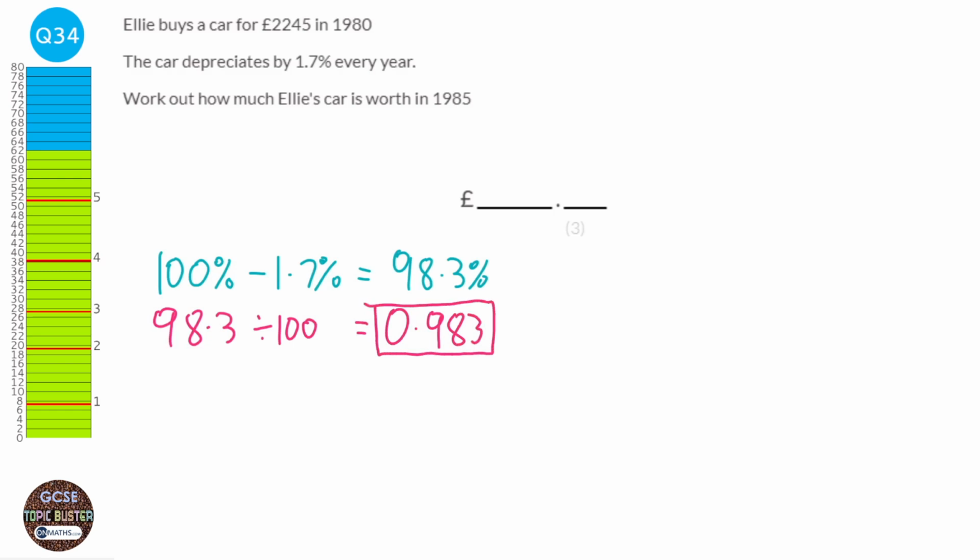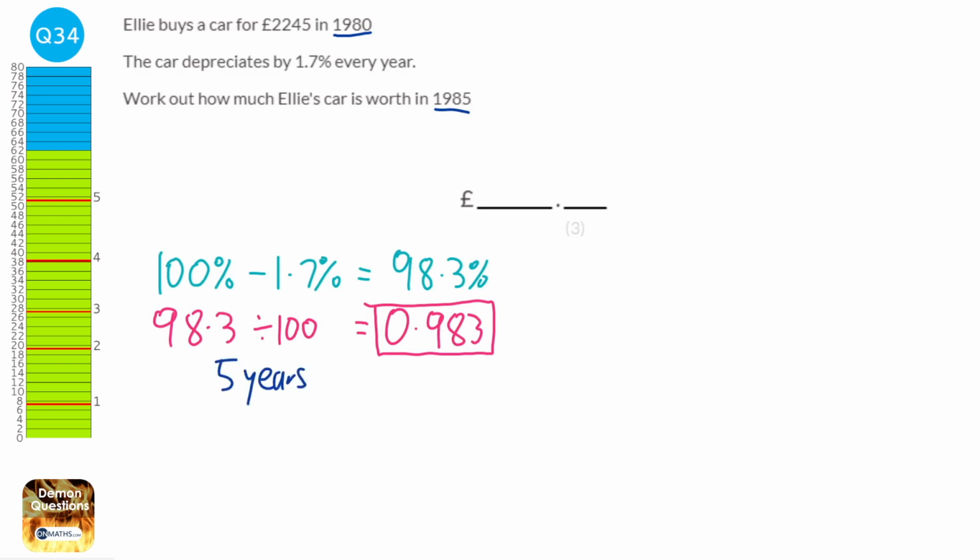And the beautiful thing about a multiplier is we just need the amount of years. Well, it says from 1980 to 1985, so that's going to be 5 years.